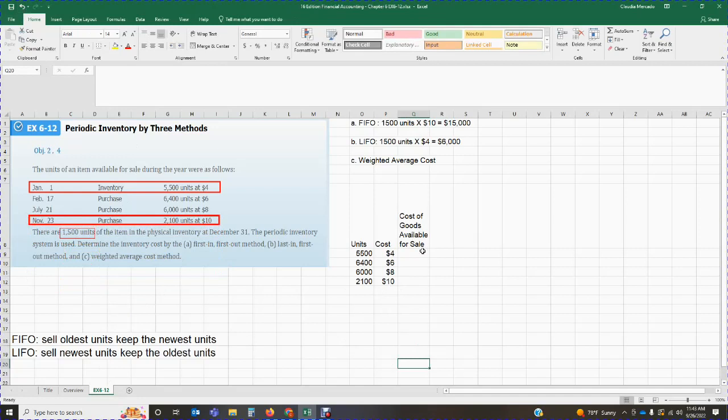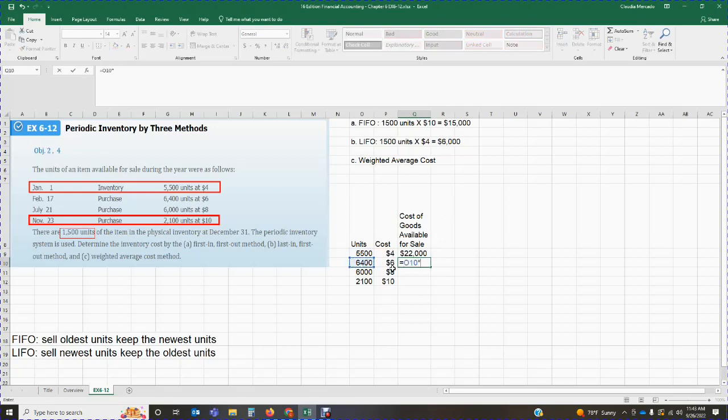Now I'm going to get the cost of goods available for sale. I have 5,500 times $4, that's going to be $22,000. 6,400 times $6 is $38,400. 6,000 times $8 is $48,000. And then 2,100 times 10 will be $21,000. Now I'm going to get a total. How many units did we have in total? In total, I had 20,000 units.